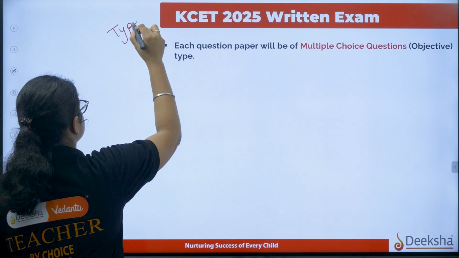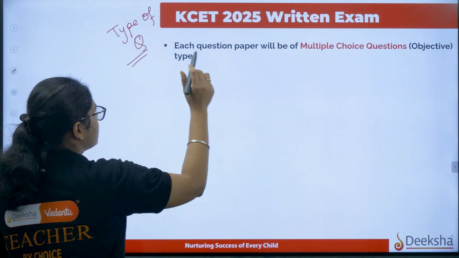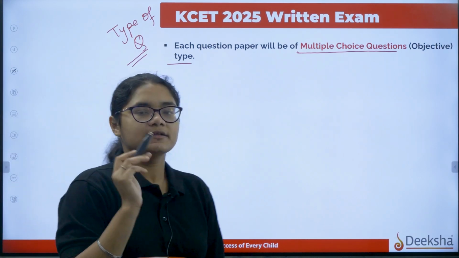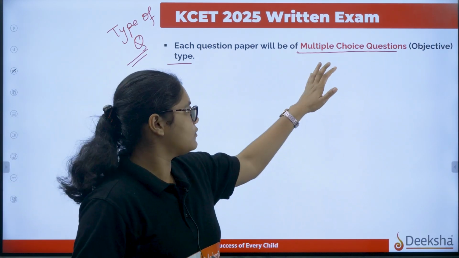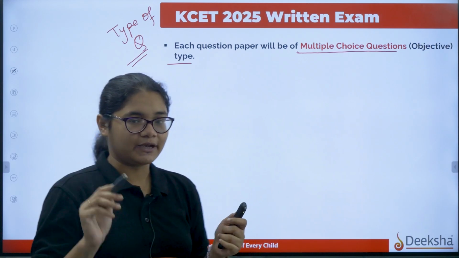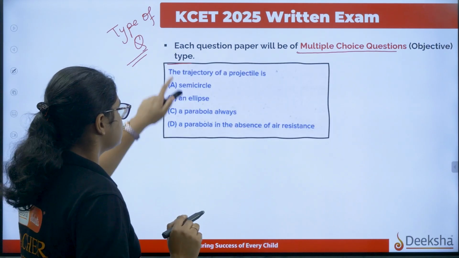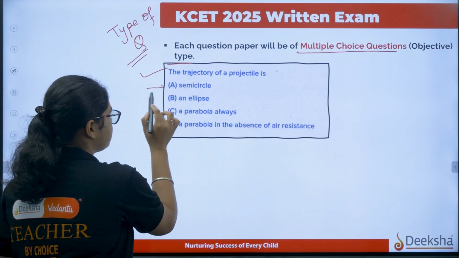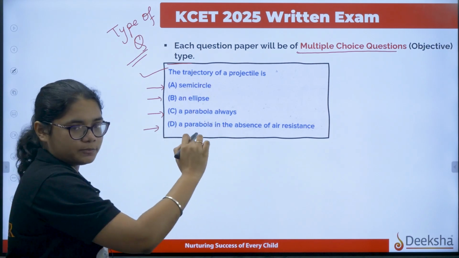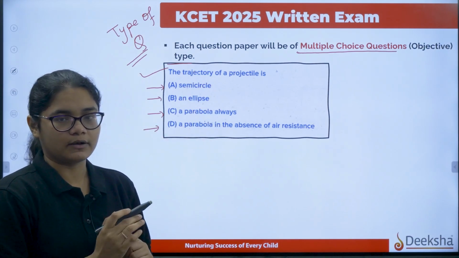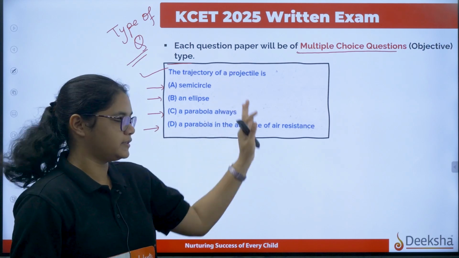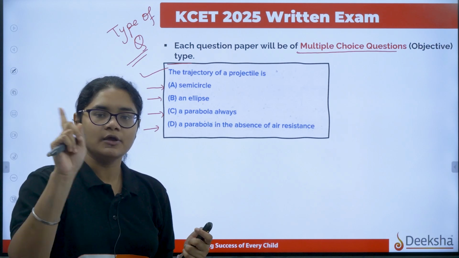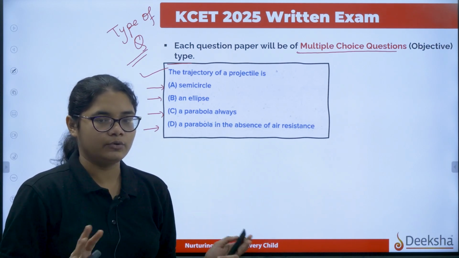The next thing we are going to know about is the type of questions. Each question paper will be of multiple choice or objective type. I think most of you will know what a multiple choice question is, but it is my duty to explain everything to you. So this is an example of a multiple choice question. There will be a question and there will be 4 options for you. Out of these 4 options you have to select the one correct option. There can be only one correct answer. If you select the correct one, you will get 1 mark. If you select the wrong one, there is no negative marking.